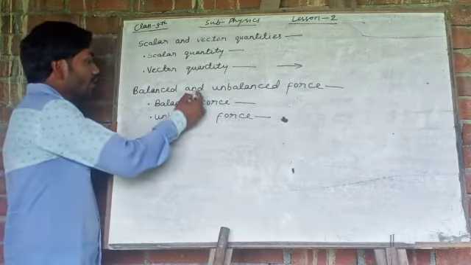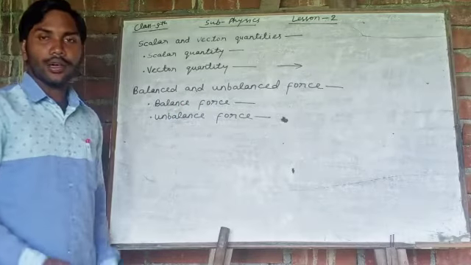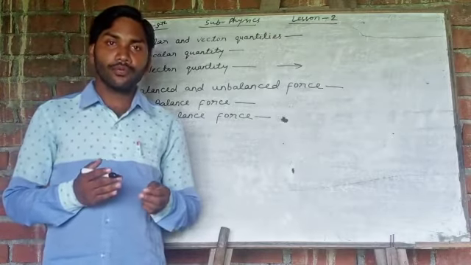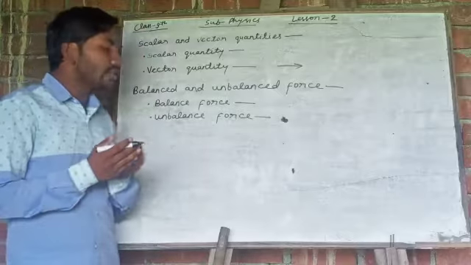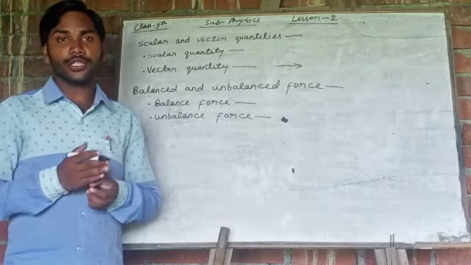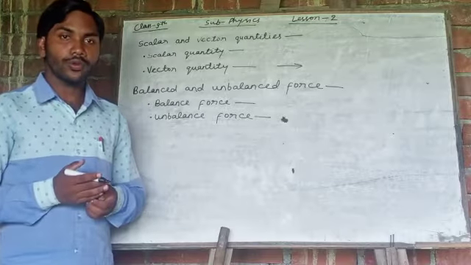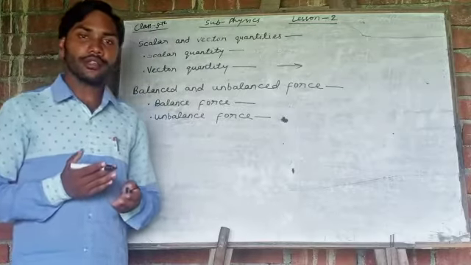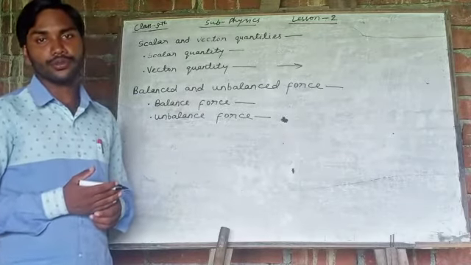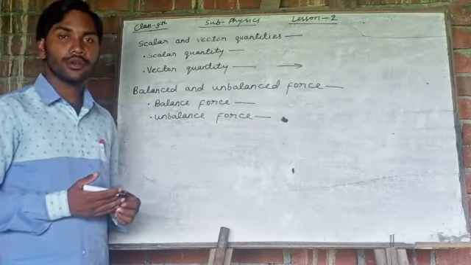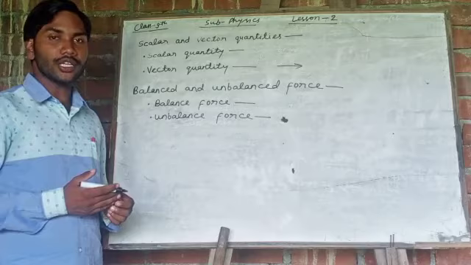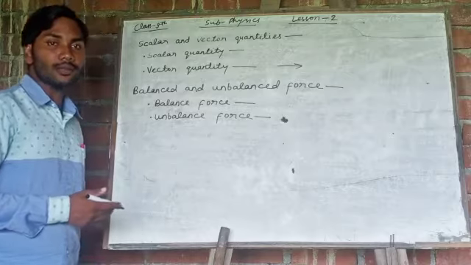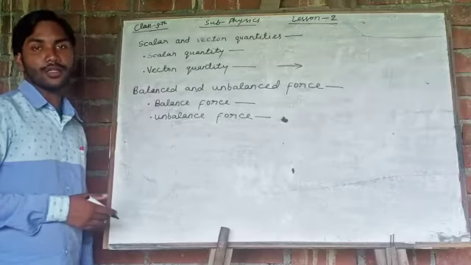After that, we will discuss balanced and unbalanced force. So when the net force applied on the object is zero, so that type of force is known as balanced force. And when the net effect of the force on an object is not zero, so it is known as unbalanced force. We will discuss balanced and unbalanced force by using example.